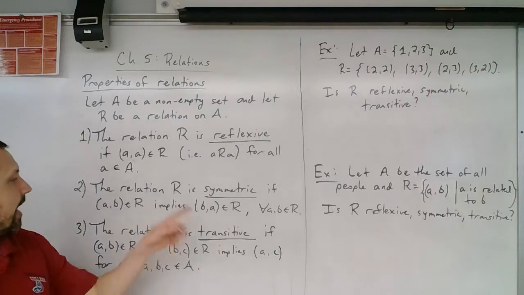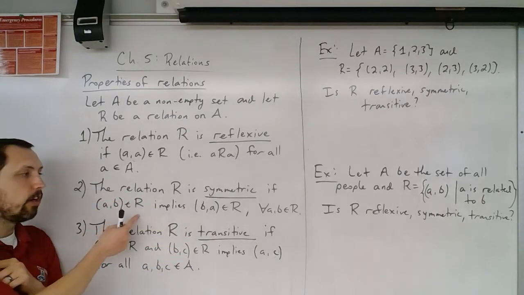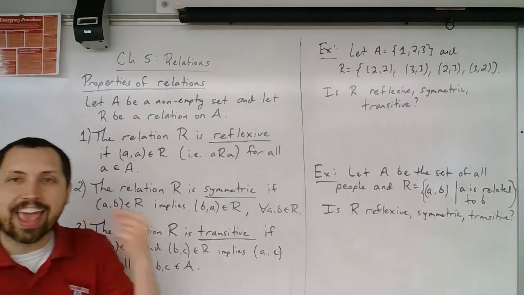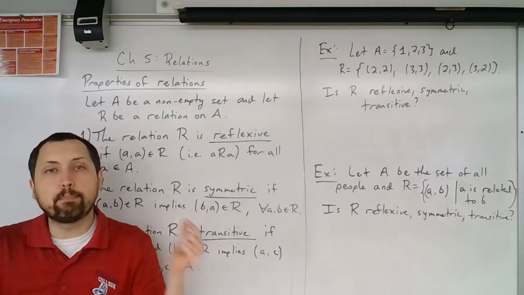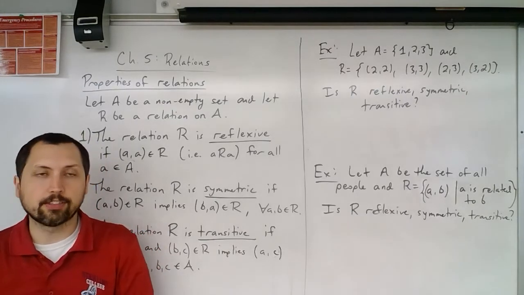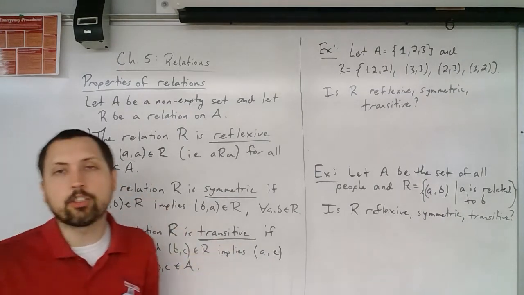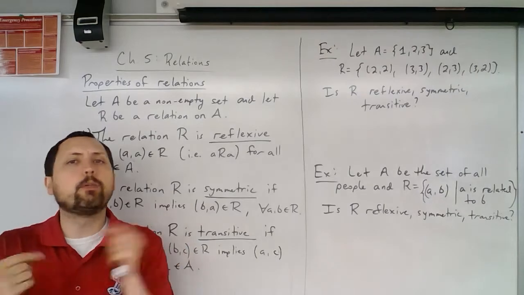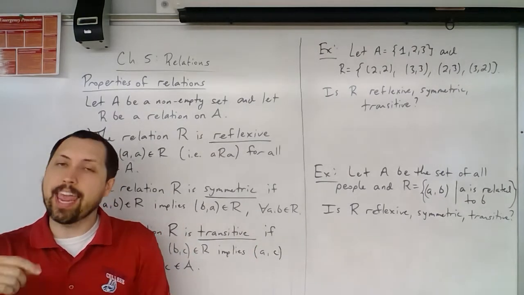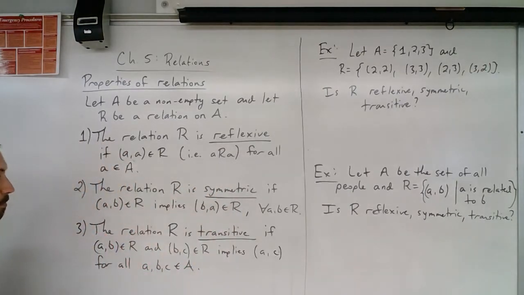Symmetric says that if A is related to B, or if (A, B) is in R, then (B, A) is also in R. So in other words, we're saying that if A is related to B, then B is related to A. And that has to be true for all of these pairs. So this is somewhat of that commutative idea I mentioned. We can't always switch things, but we can switch things when you have a symmetric relation.